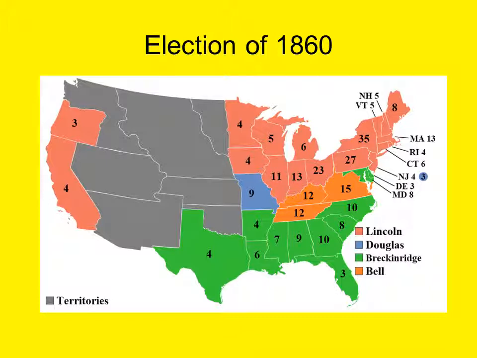Stephen Douglas, Lincoln's former opponent in the senatorial race in 1858, received the support of northern Democrats, but fared very poorly in the South. You can see on the map he only carried the state of Missouri. Overall, though, Douglas received about 29% of the total vote, coming in second place in total vote, but a very distant fourth place in terms of electoral votes.